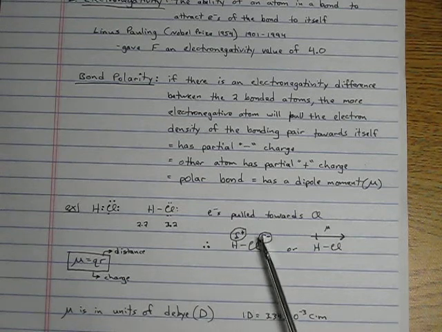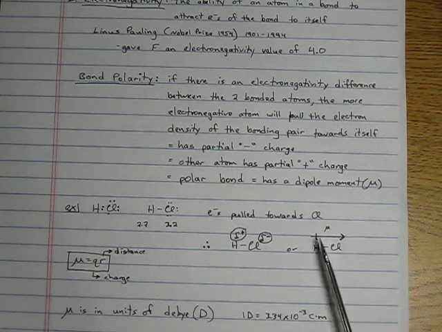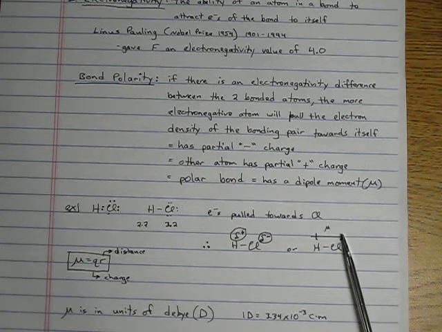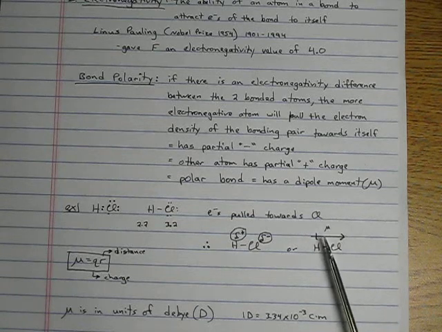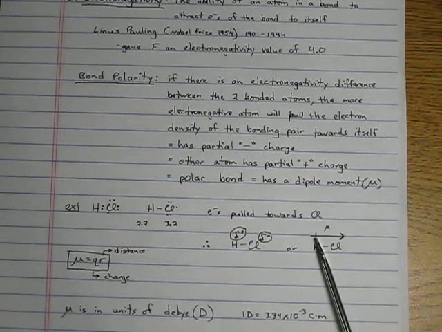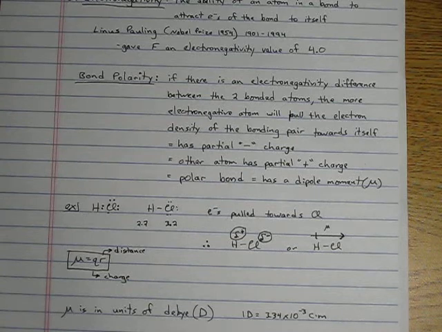Another way to write this dipole moment is like this. If you have HCl, you put an arrow with the arrow head, the point of the arrow, at the more electronegative atom, and the feathers, if you will, you make a little plus sign at the less electronegative element. And so this is our dipole moment, given the Greek symbol mu.